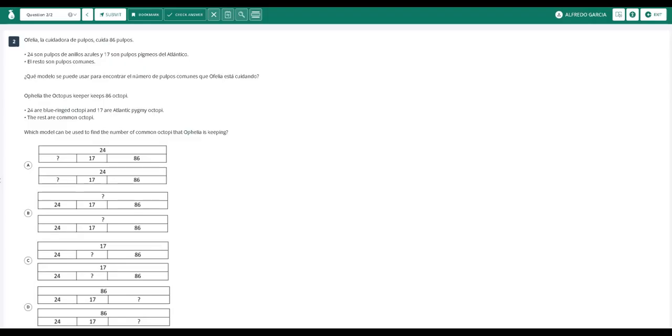Okay, the next one is also in Spanish. Now you might get them and they might be in English when you take your DOL. The ones I'm showing right now are in Spanish, so I'm just going to tell you what you need, and then you can go back and fix it. You can get it done.